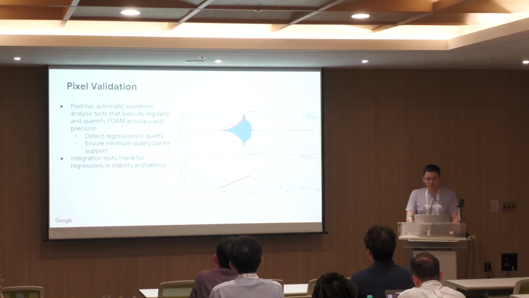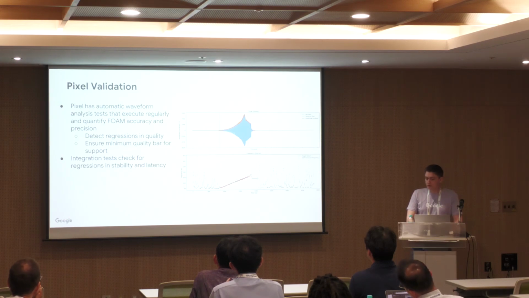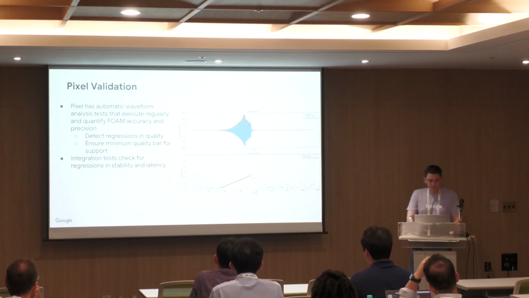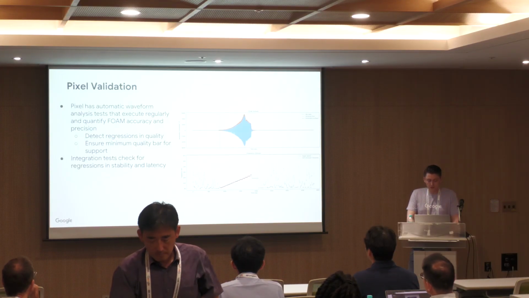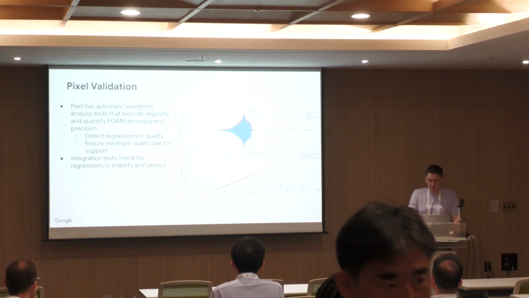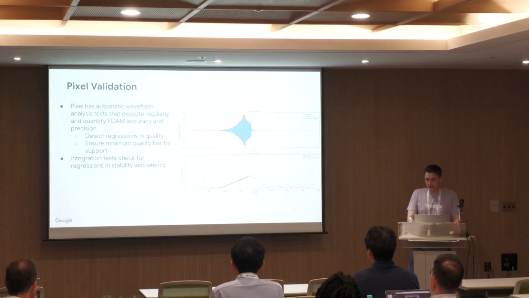Then on Pixel phones, we also have some automatic testing. We have automatic waveform analysis tests that are executed regularly. These try to quantify the accuracy of the haptics that we're exposing from the system service. This is so that we can detect regressions in quality from new builds if we, say, change how we're calculating the haptics or enable new hardware features. We can detect if there's a decrease in output accuracy. We also use this as a sort of minimum quality gate for new phones.